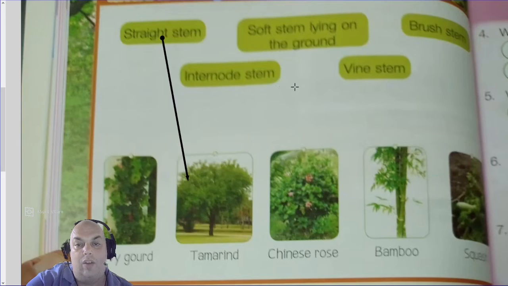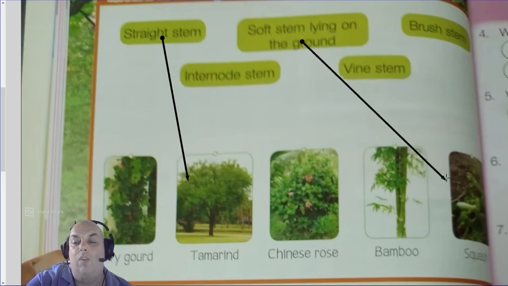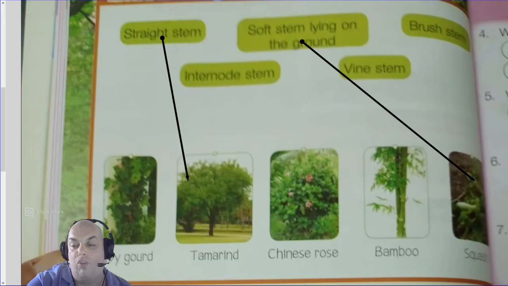Let's have a look at soft stem lying on the ground. Is the ivy gourd lying on the ground? No, it looks like it's growing up a wall. How about the Chinese rose? No, it's not lying on the ground. Bamboo? No. So it must be the squash. Yes, the squash has a soft stem lying on the ground.